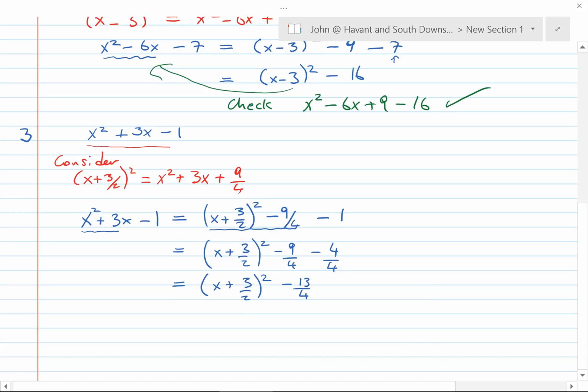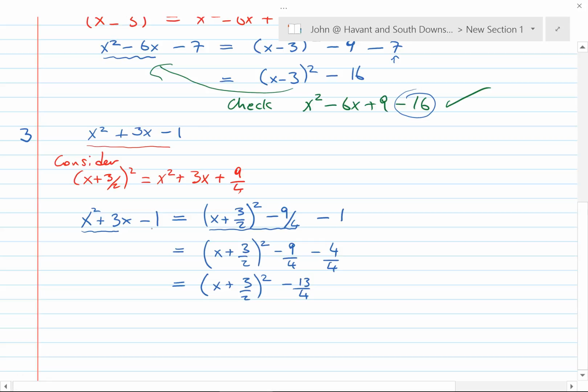And talking about the check, again, as I say, I don't tend to write this out. I tend to do it in my head and just see if things work out properly. And it's often this last term that we need to check is right. So looking at this, we get 9 over 4, take away 13 over 4, which is minus 4 over 4, which is minus 1. So it feels right.